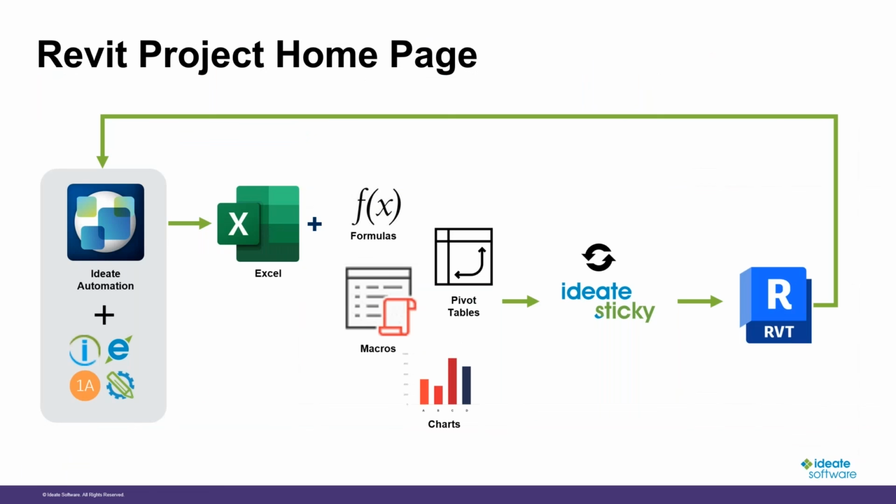This is what the general workflow is, if you were to have an infographic on it. So Ideate Automation, working with BIM-Link Explorer, Annotation, and Style Manager, and spitting that information to Excel. Excel is teaming up with formulas, pivot tables, macros, and charts. You can customize it however you want. Then you can sticky it back into the Revit homepage.